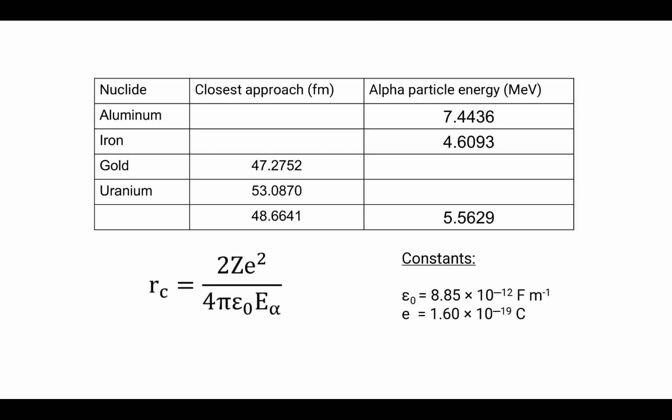e is the charge of an electron. E alpha is the energy of the alpha particle. And to get the number of protons, for the aluminium, iron, gold, uranium, you will need a periodic table. So you can grab one of them online.